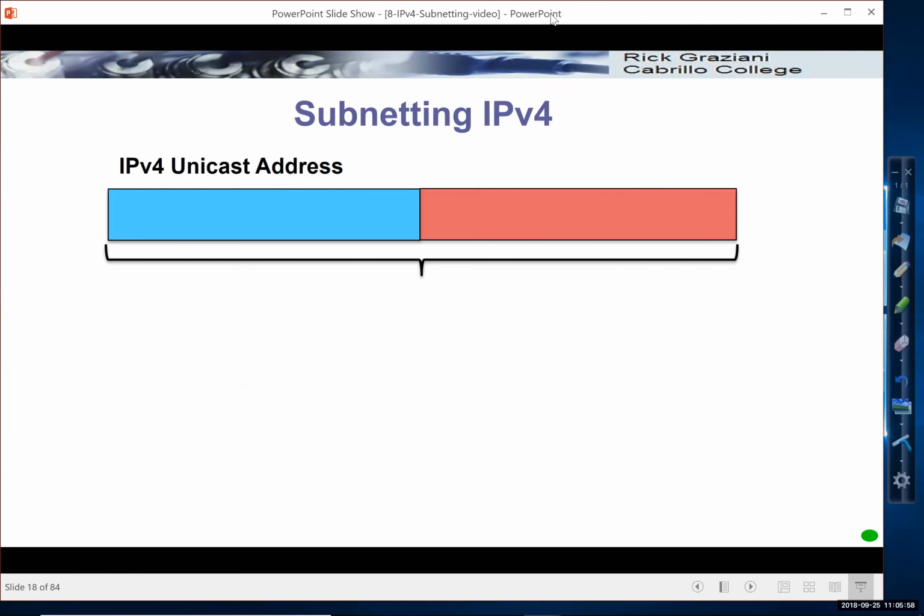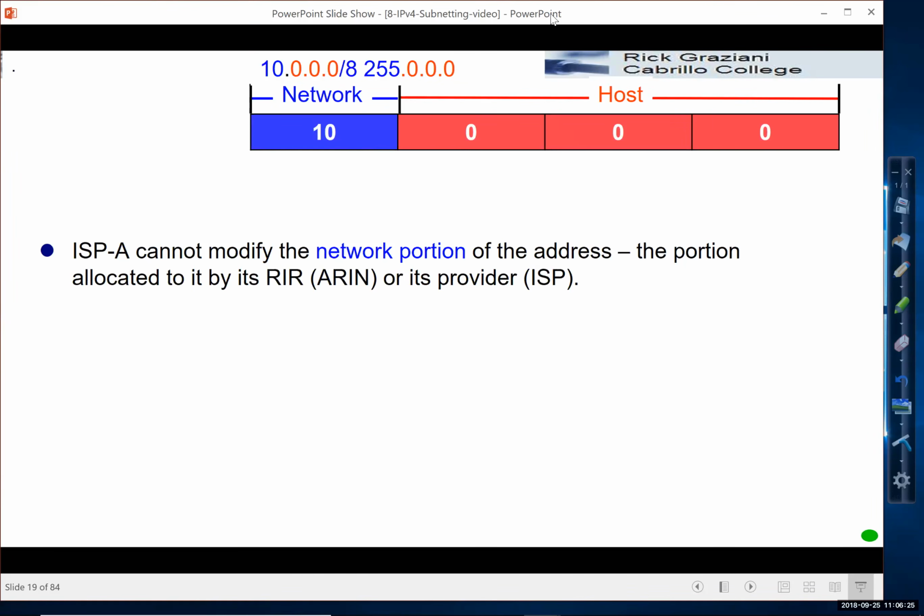So remember, subnetting IPv4: we have a network portion and a host portion. Remember, the owner of the network address cannot do anything to the network portion. That belongs to somebody else. They can only modify the host portion in IPv4 to create their subnets. So ISPA cannot modify that network portion, those first 8 bits, that was allocated from the RIR, from ARIN. They can only modify the host portion, the last 24 bits.